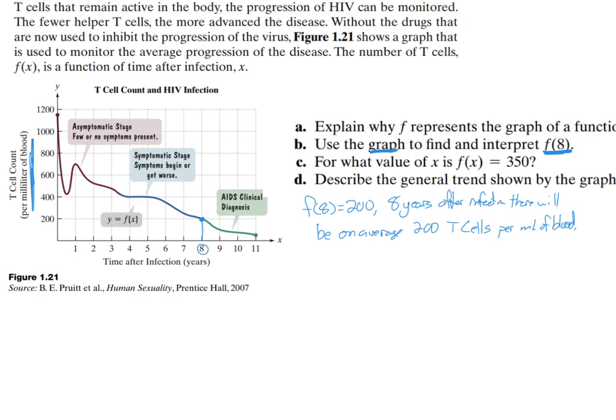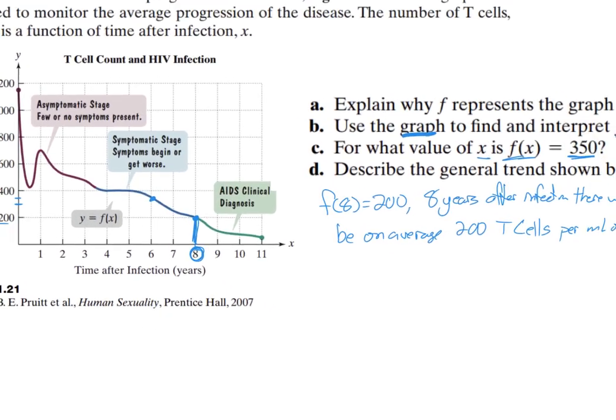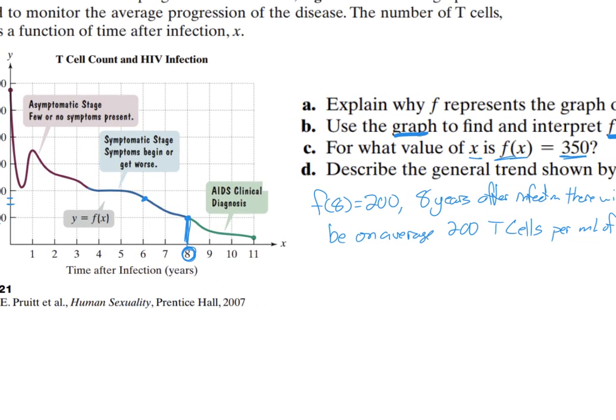For what value of x is f of x 350? Okay, so what we're going to do is we're going to come here. Last time we found the x value, the years, and went up to find f of x. This time we're told f of x is 350. So here's 300. There's about 350. I would say that's right at about 6 years. So let's see, this was b, c, x equals 6.